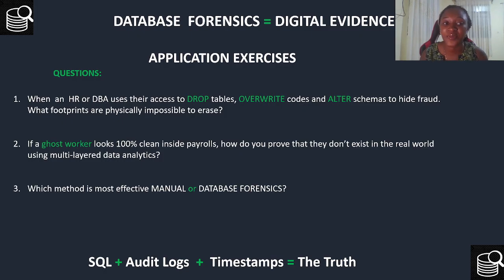We have 2 questions that arise from day 1 yesterday, and question number 1 was, when an HR or a database administrator uses their access to drop tables, override codes, and alter schemas to hide fraud, what footprints are physically impossible to erase? And question number 2, if a ghost worker looks 100% clean inside payroll, how do you prove that they don't exist in real world using multi-layered data analytics? And question number 3, which method is most effective, manual method or database method?